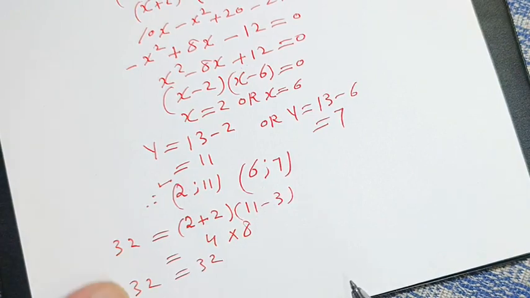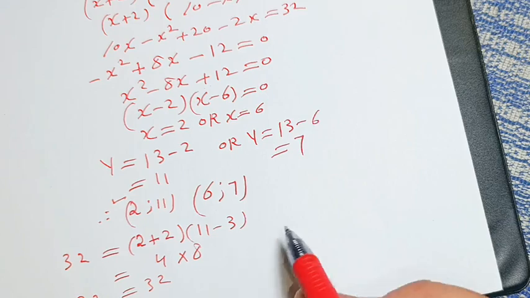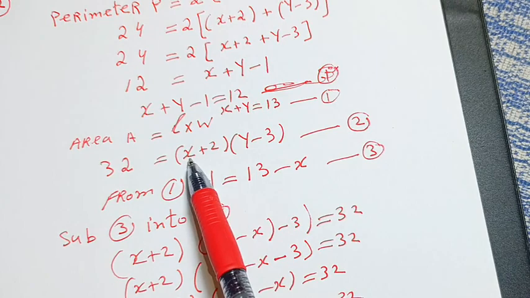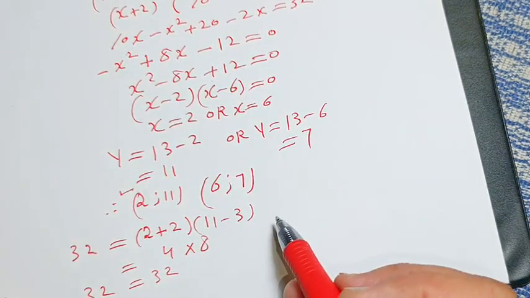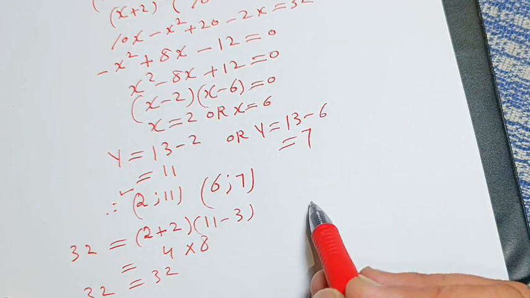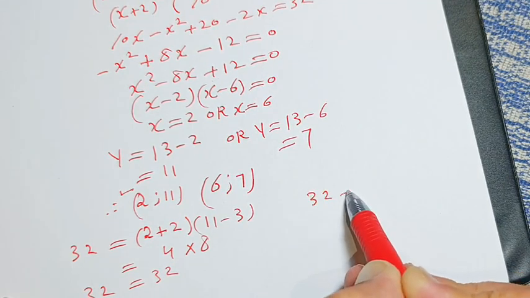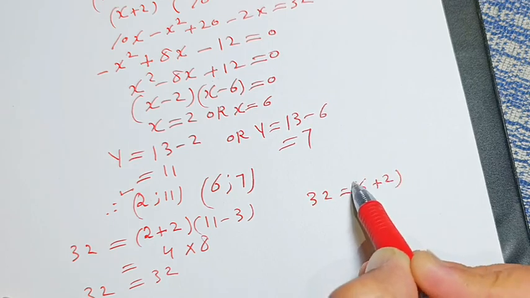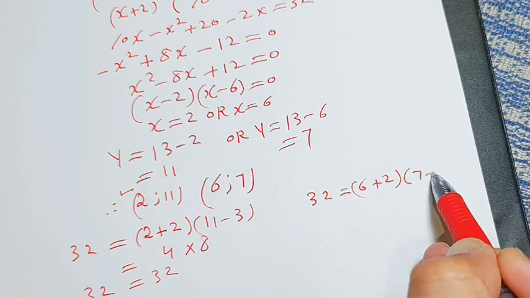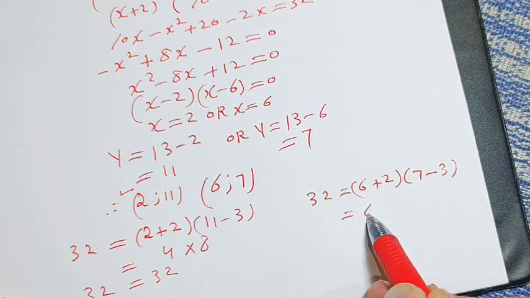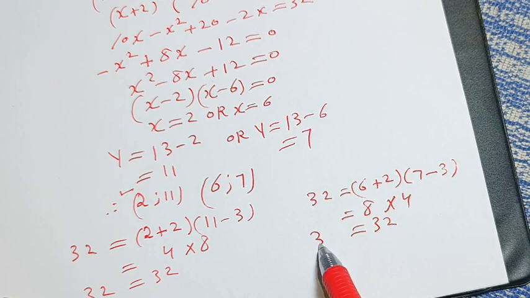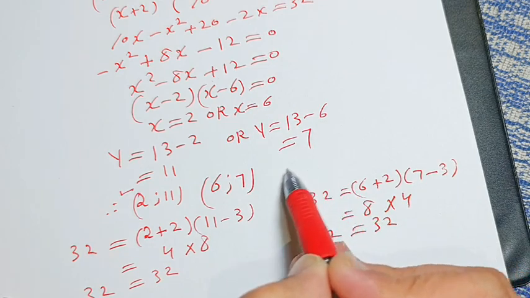Now the second one, I'm going to do the same thing. Remember I'm using this one here, x and y values I'm putting here. So it's going to be 6 plus 2, and then 7 minus 3, 8 multiplied by 4, 32 and 32. So the second one is also valid.